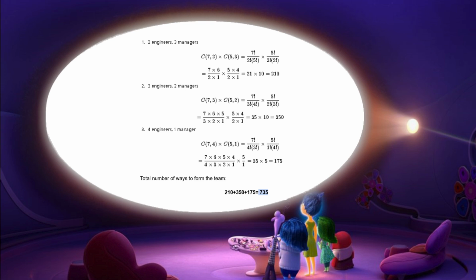Case 2. 3 engineers and 2 managers. 7 choose 3 multiplied by 5 choose 2 is equal to 7 factorial divided by 3 factorial times 7 minus 3 factorial, multiplied by 5 factorial divided by 2 factorial times 5 minus 2 factorial. Expand and cancel. The result would be equal to 350.